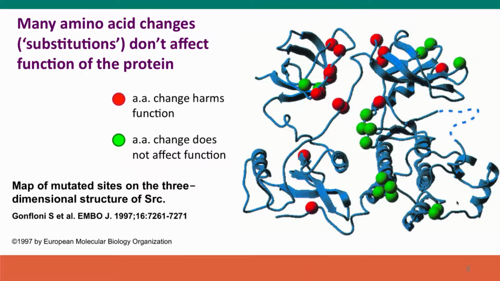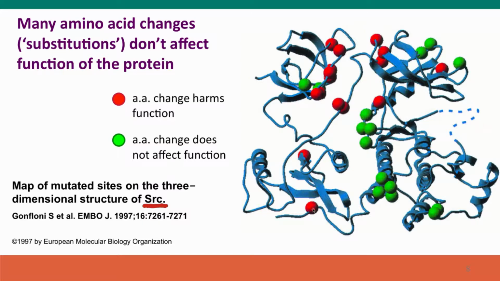There's an example of this here. This is data from an analysis of a protein called SRC. This is a regulatory protein that regulates cell growth. And what these authors did was they created mutations at many different places in this protein, and then they tested them to see if they changed the function of the protein. And they put red and green dots onto the structure of the protein to show us where changes made a difference and where they didn't.